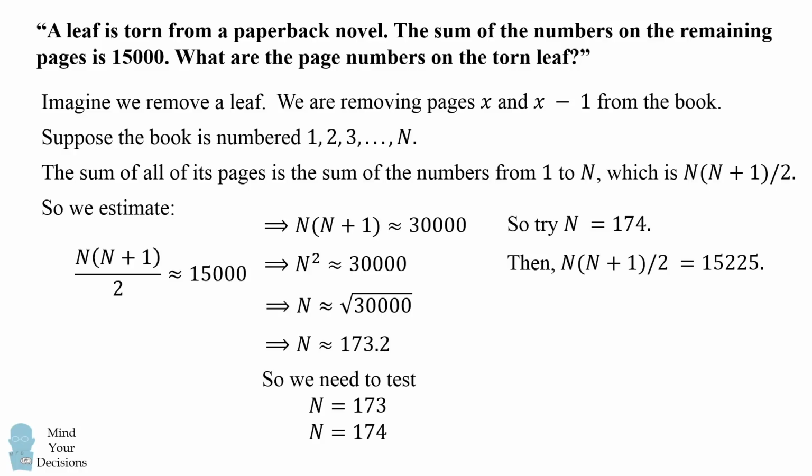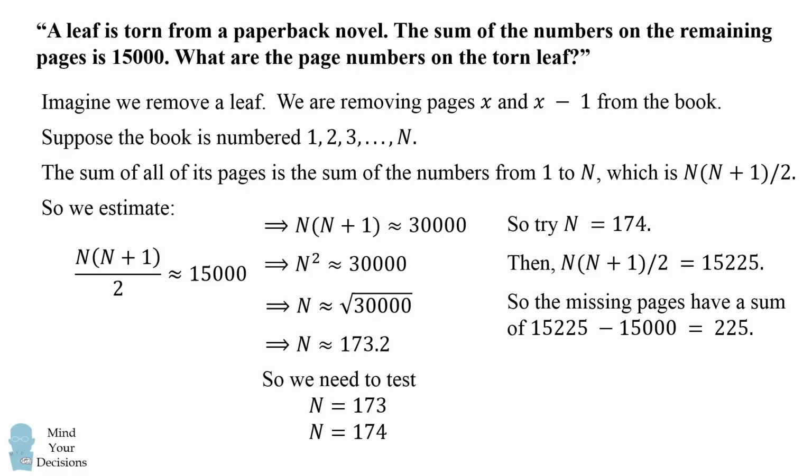This means the sum of all of the pages is 15,225. So the missing pages have a sum of 15,225 minus 15,000, which is 225. So we have x and x minus 1 sum to 225, which we can readily solve: the two pages are x minus 1 equals 112 and x equals 113. And that's our answer to the seemingly impossible problem.